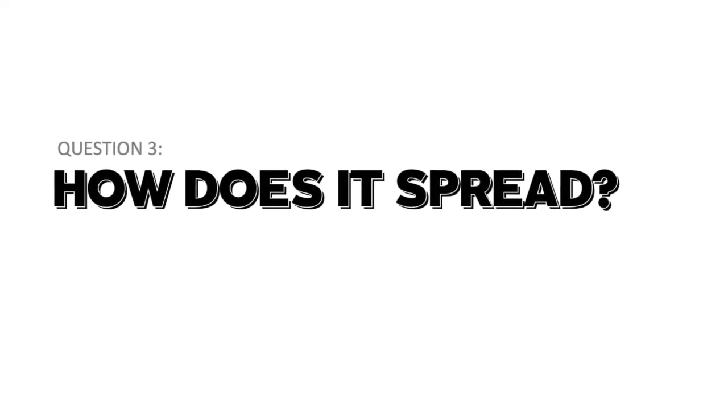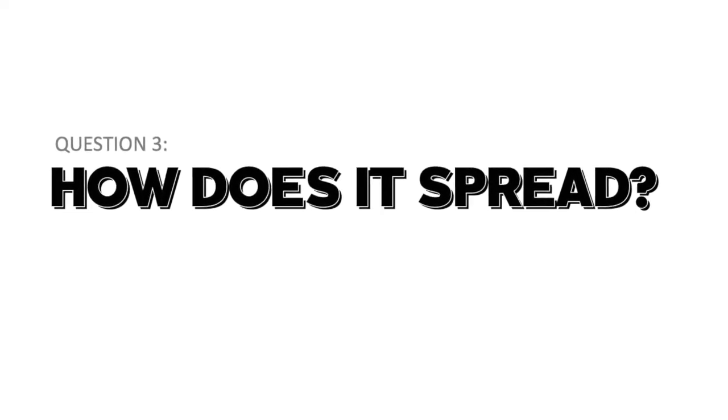Question number 3. How does it spread? The symptoms will only appear after 2 to 14 days, so the infected person will not know if he or she got infected. And in that period of time, the virus can spread. And it does so silently and without the person knowing it. The virus has multiple ways to infect you.